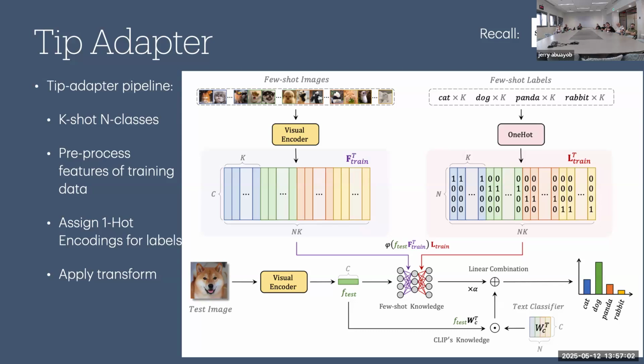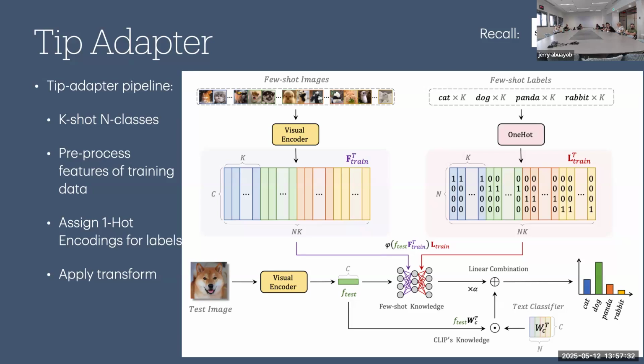And of course, we should not forget about the residual connection. The residual connection is made by multiplying the transformed feature by a hyperparameter, and adding F-test, which is the visual embedding of the test image, times that WC. That's the classifier weights of CLIP. So we still utilize that.